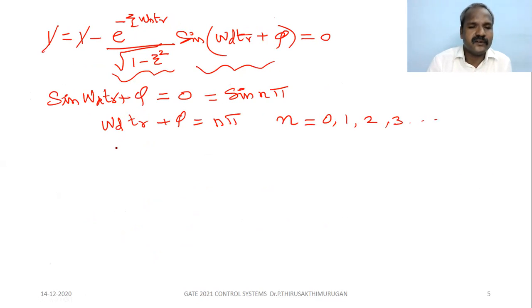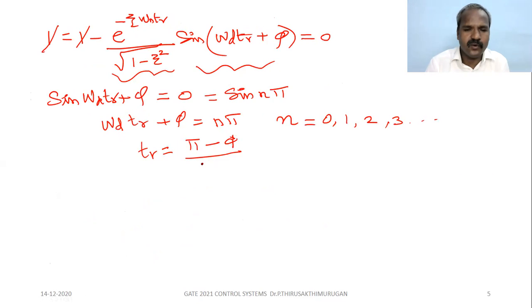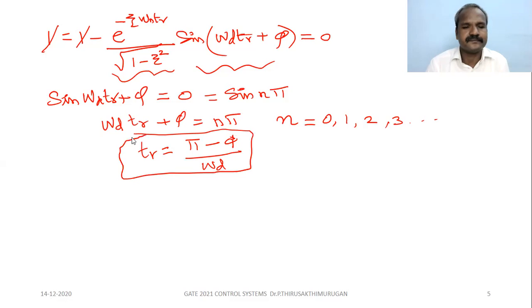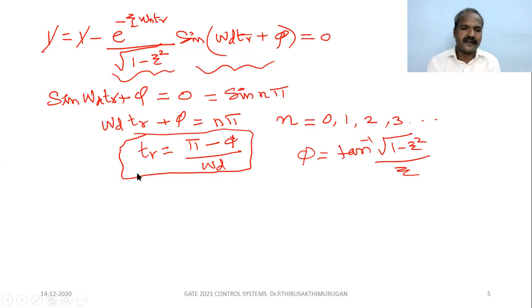For the first attempt we put n equal to 1. So from this, what is TR? TR equals pi minus phi divided by omega d. So this is the expression for rise time. Phi should be taken in radians, so phi equals tan inverse of square root of 1 minus zeta square divided by zeta.